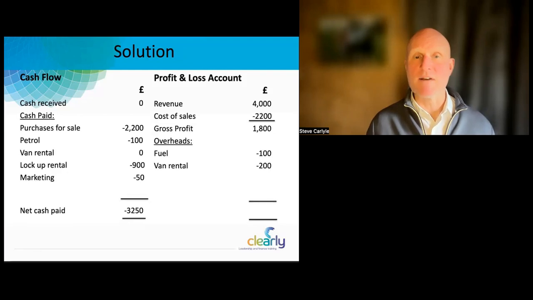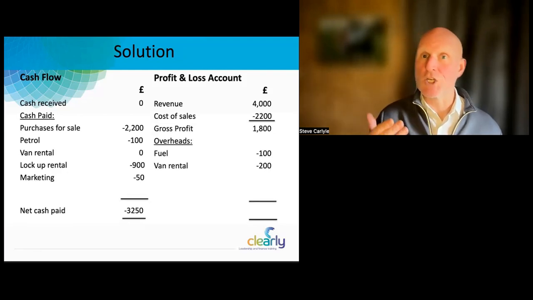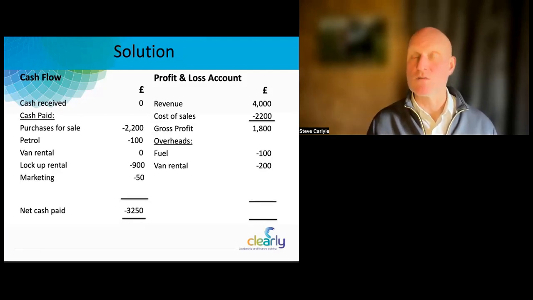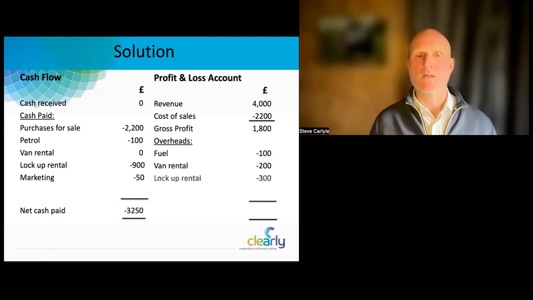And then we've got the van rental. Now, here's a difference. We incurred a cost of 200, but we didn't spend it in the month. It won't be spent until February, but it relates to January. So we put it in January's P&L because that's when it was incurred.